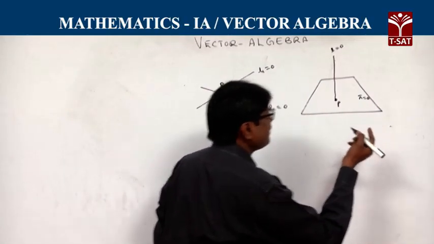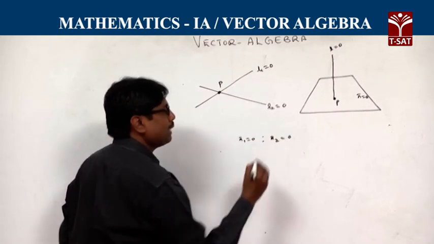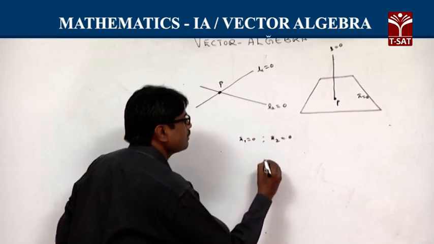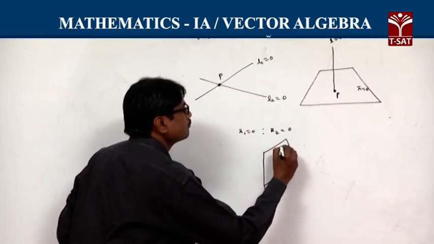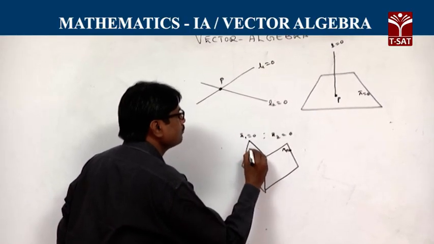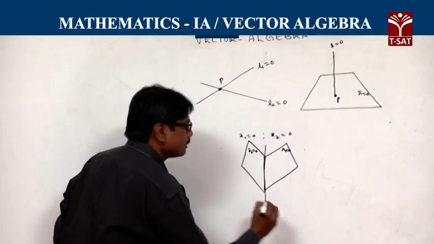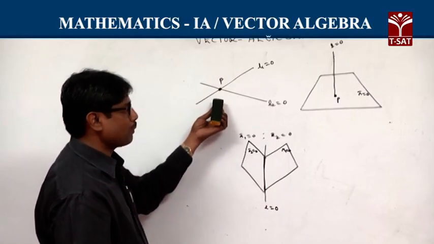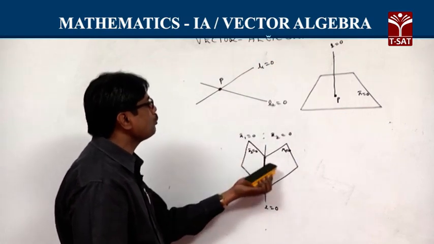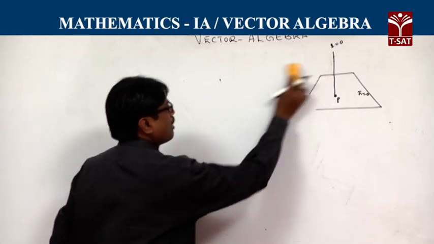Next, the point of intersection of two planes, consider pi 1 is equal to 0 and pi 2 is equal to 0, two planes. The point of intersection of two planes will be a line. For example, this is the first plane, pi 1 is equal to 0, and this plane is intersected with other plane, pi 2 is equal to 0. So, the intersection of these two planes will be a line, L is equal to 0. Point of intersection of two lines is a point, point of intersection of line and the plane will be a point, and the intersection of two planes will be a line. So, in the line equation, plane equation, we will find this type of problems.